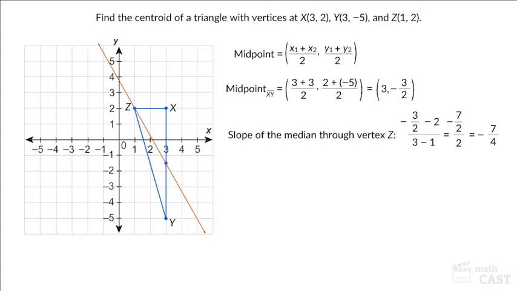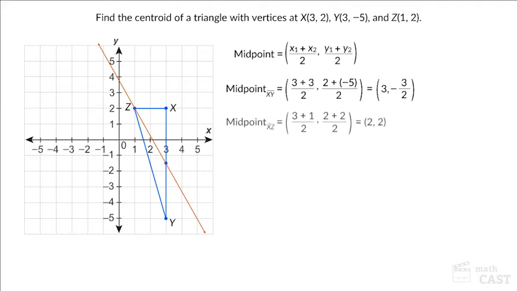We can use the points to find the equation of the median through vertex Z. First, we find the slope using vertex Z and the midpoint of XY. The slope is -7/4. Then, we find the y-intercept using one of the points. So, the equation for the median through vertex Z is y equals -7/4 x plus 15/4.